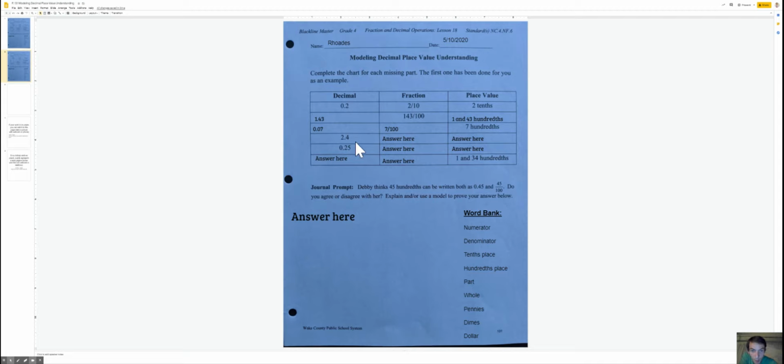Right here on the fourth line, we're looking at 2.4, okay? So remember back to here. In the ones place, we had something greater than 1 because we're working with an improper fraction. So we're going to have something different here as our fraction, okay? This is going to be a little bit tricky. So I'll let you take a second to pause your computer and to think about this first before I give you the answer, okay?